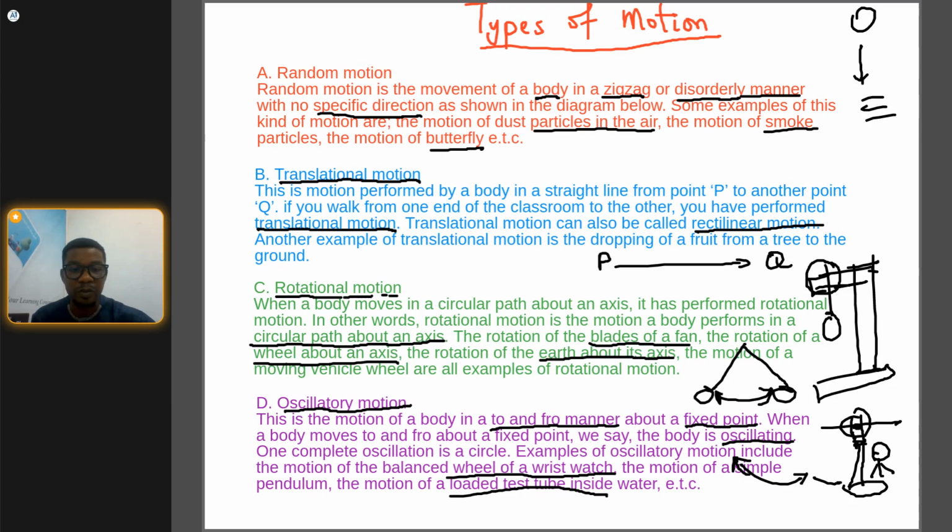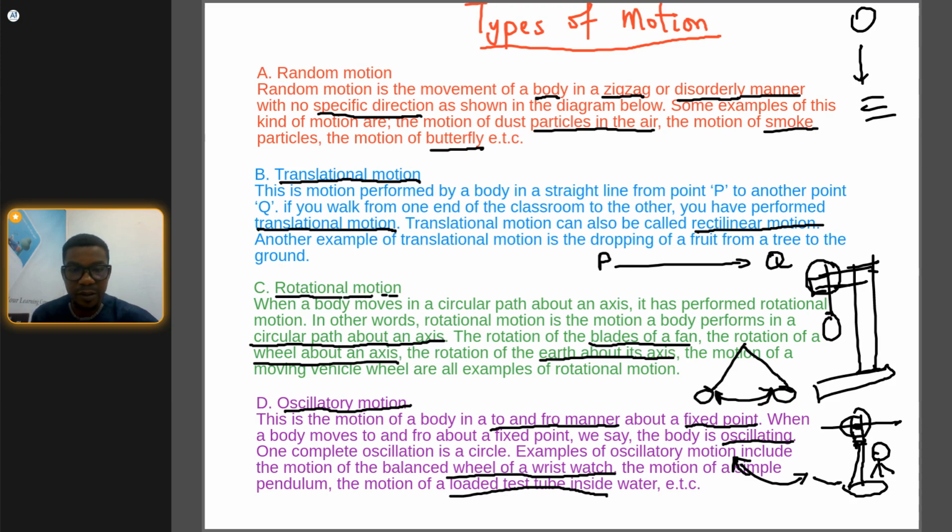And we can be asked questions pertaining to them in the UTME exam, such as: which of the following illustrations depicts random motion? You'll be given some illustrations as options, and you have to pick the correct one that depicts random motion, or probably one that depicts rotational motion. Okay, so I believe you are with me.